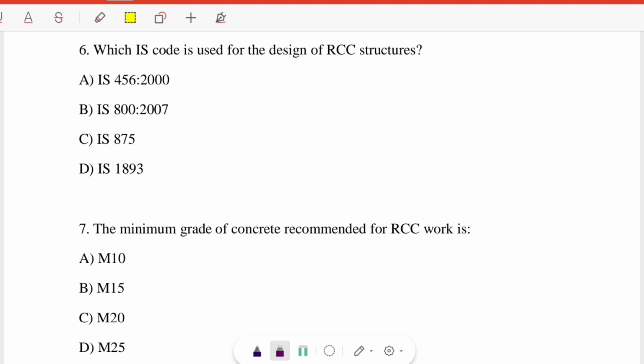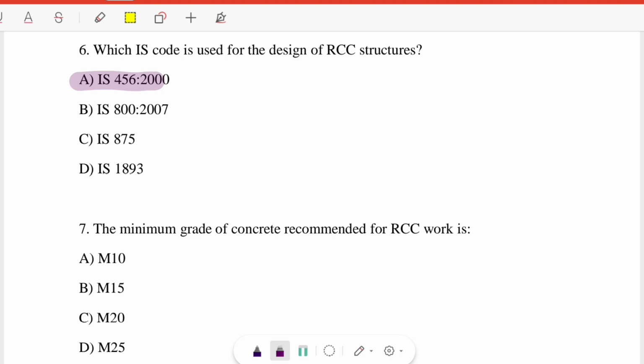Next question, which IS code is used for design of reinforced cement concrete structures? Option A IS 456-2000, option B IS 800-2007, option C IS 875, option D IS 1893. So option A IS 456-2000 is the correct answer. Option B IS 800 is the code for steel, and option C IS 875 is the code used to find out the dead load, live load and wind load. Okay, so the option A is the correct answer.